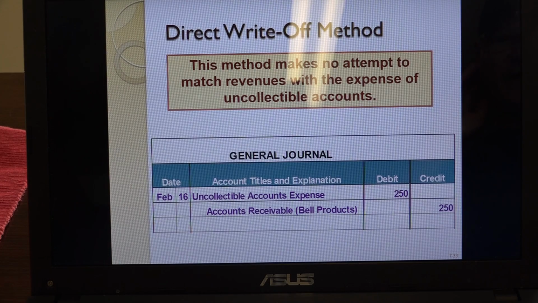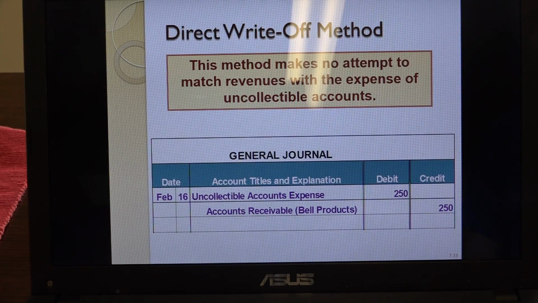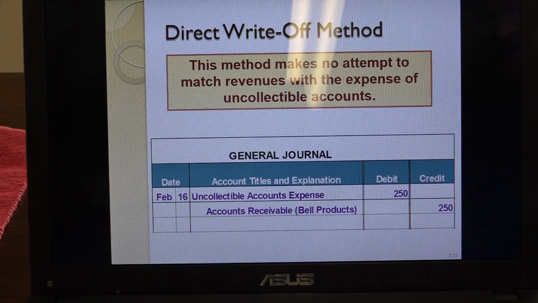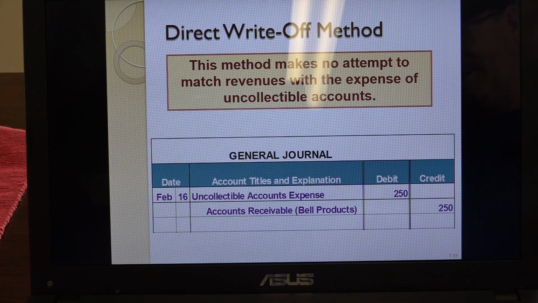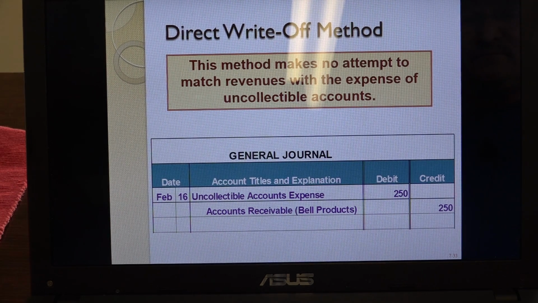What is direct write-off method? It makes no attempt to match revenues with the expense of uncollectible accounts. Therefore, it violates the matching principle and therefore is not GAAP. When would you use it? Well, if you didn't have very many credit sales. But other than that, you wouldn't use it at all.